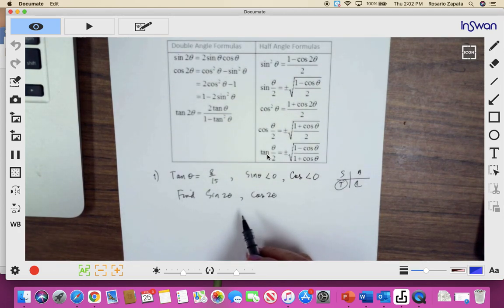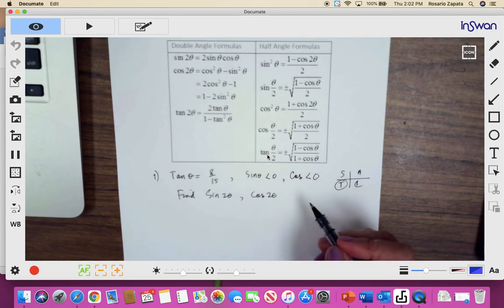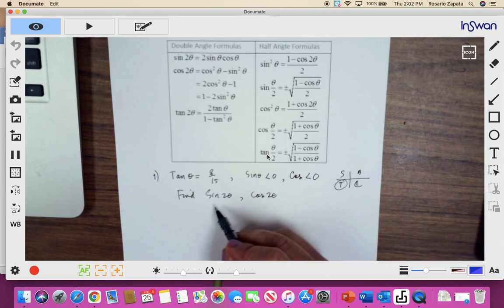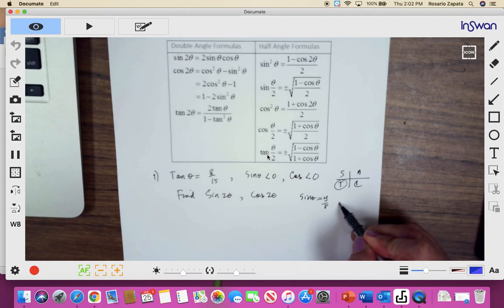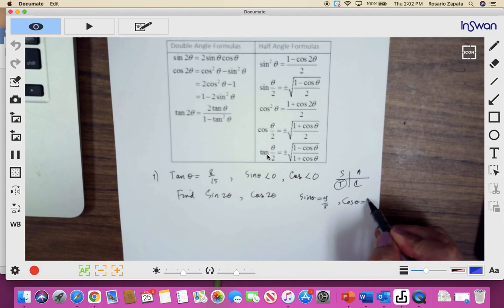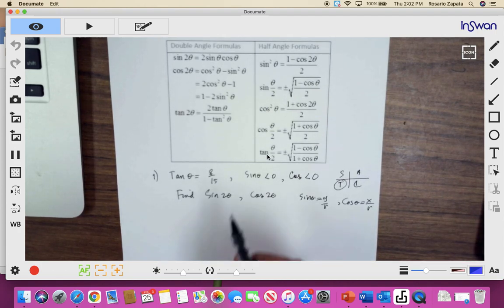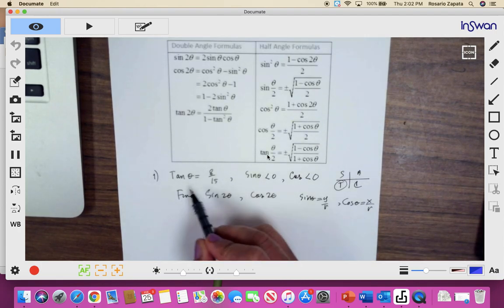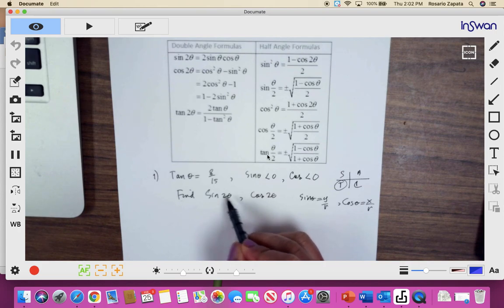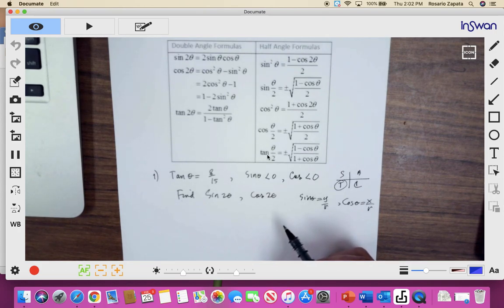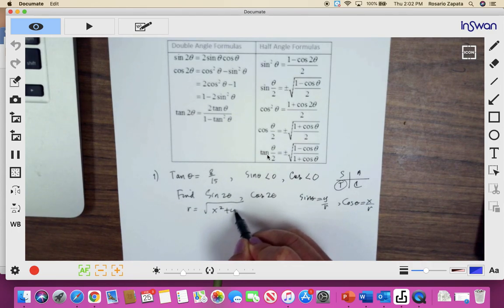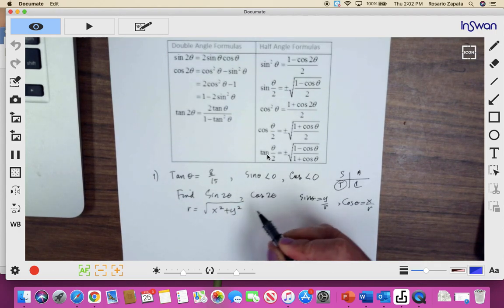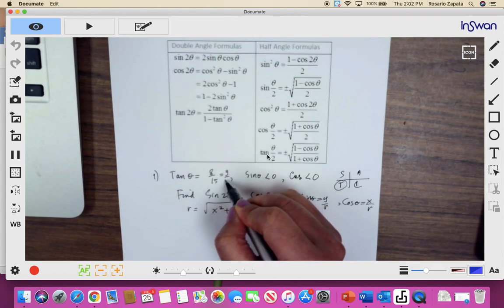Now, what is the first thing that we should do here? We need to identify what's our r, because you know sine is equivalent to y over r, and cosine is equivalent to x over r. That way we can extend the value of the function using the double angle identity for sine and cosine. And so, the value of r is the square root of x squared plus y squared. We do this because we know the tangent is y over x.